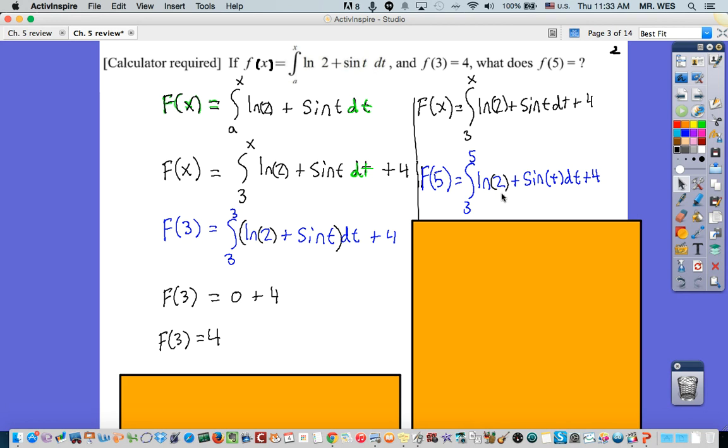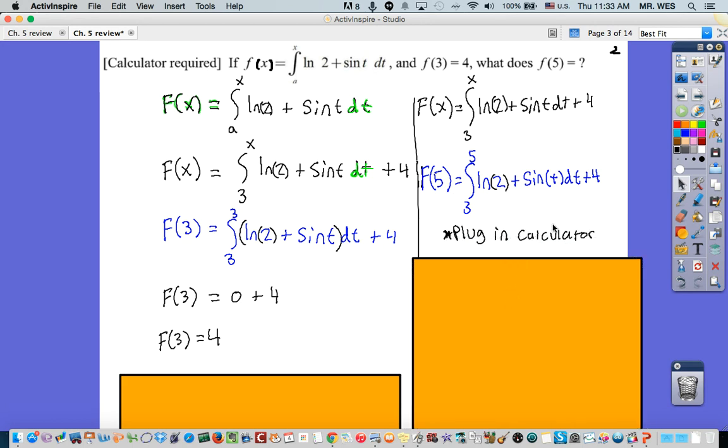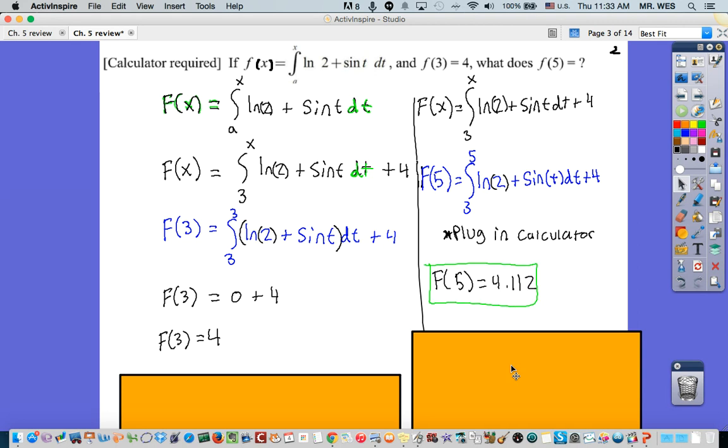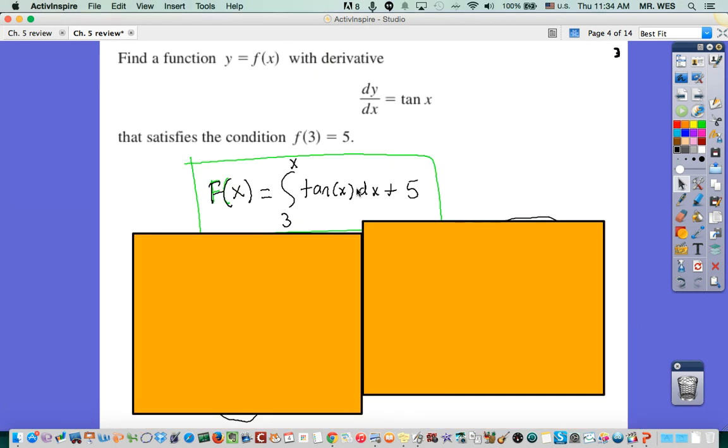So what does f of 5 equal? Well, for this, all we have to do is plug it in our calculator. I'd use the NINT function in my calculator, and I end up getting f of 5 equals 4.112. Now this problem is quite similar, where we just want to find the function here.